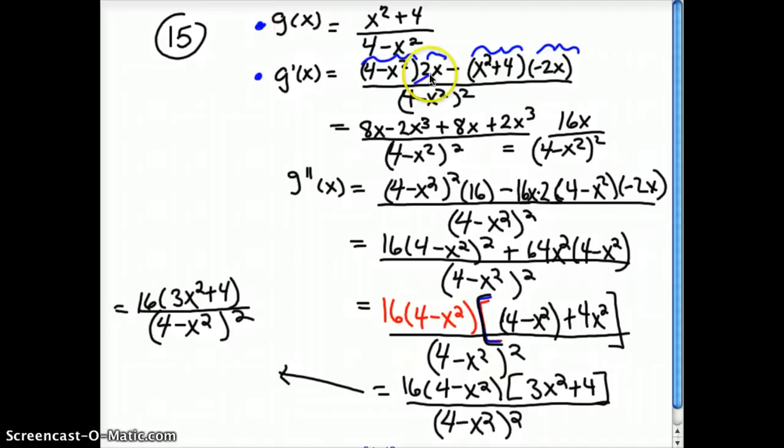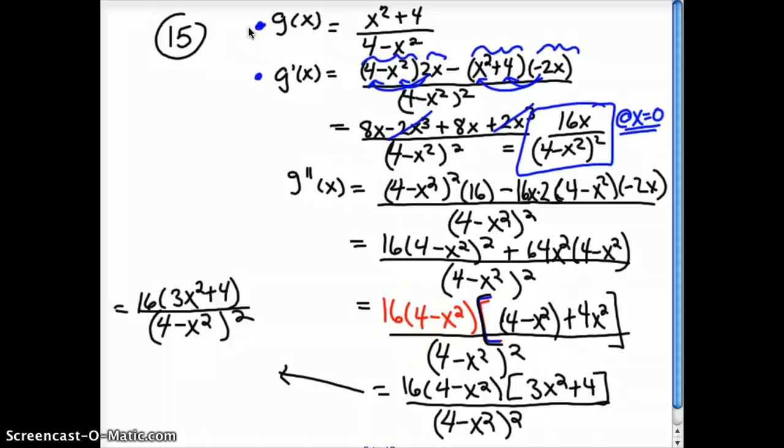I then distributed my 2x in, my negative 2x in over here to clean up my numerator. Once I did that, my x cubed terms canceled out, and I ended up with the first derivative of 16x over 4 minus x squared quantity squared. At this point, it's important to stop and notice that at x equals 0, my first derivative would be 0. And you should understand at this point what that implies. I've got either a relative max or a relative min, possibly absolute also, occurring at x equals 0. And it didn't ask that, but it's good to know.